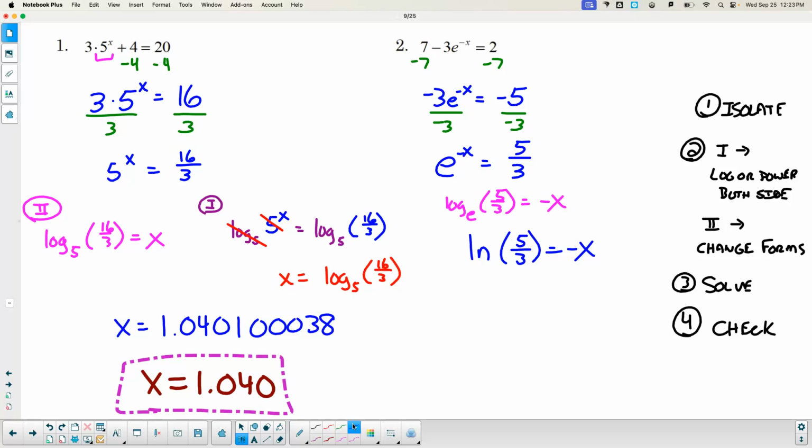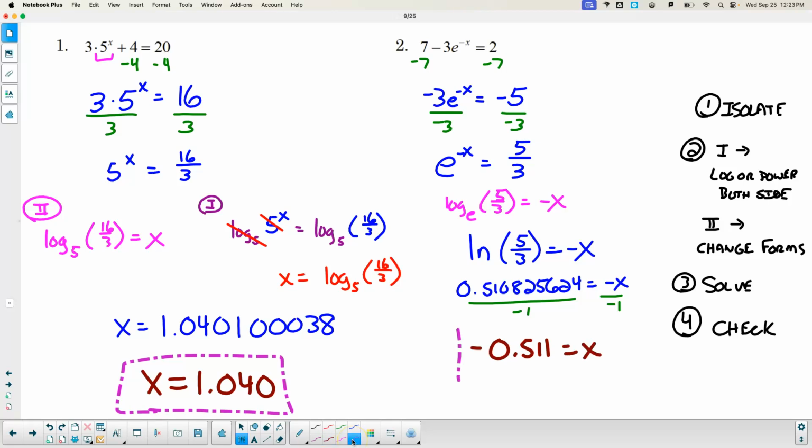So the natural log of 5/3 is 0.510825624 equaling negative x. Divide both sides by negative 1. I get here negative 0.511 as my x value. E to the answer, then times 3, gets me 5, so I get 7 minus 5, which is 2. It checks out. Good?